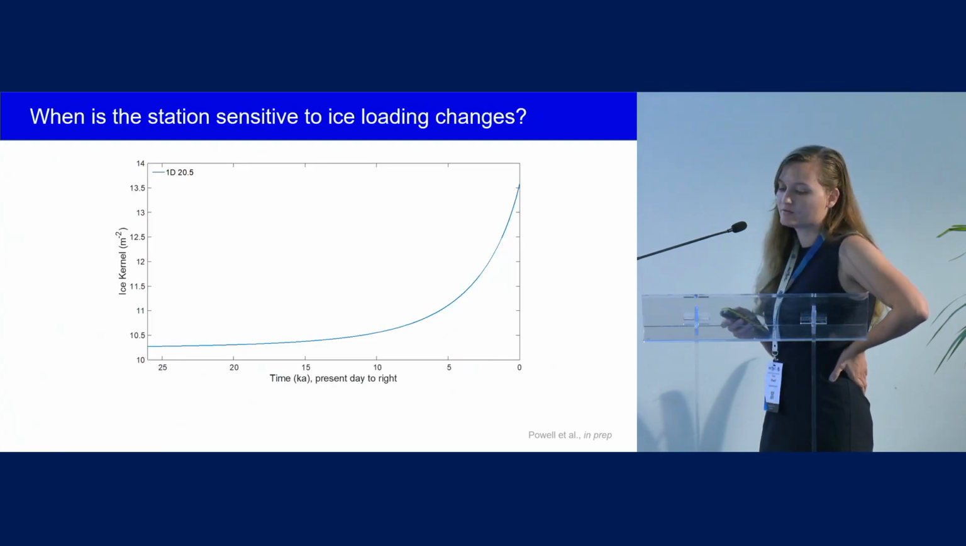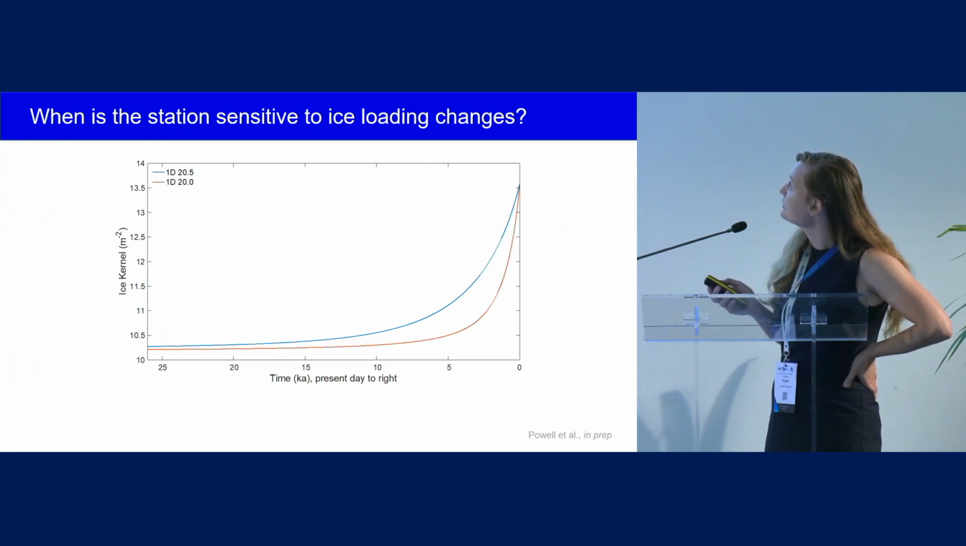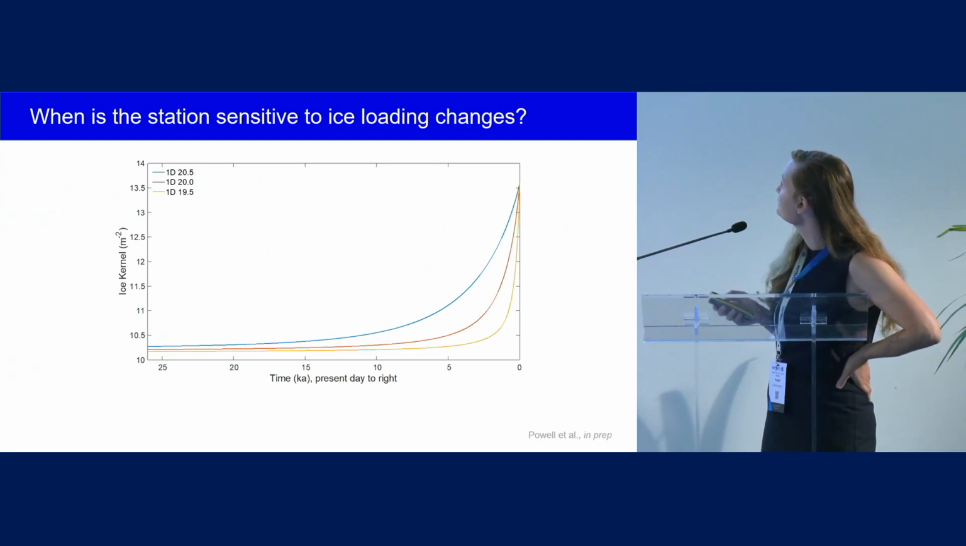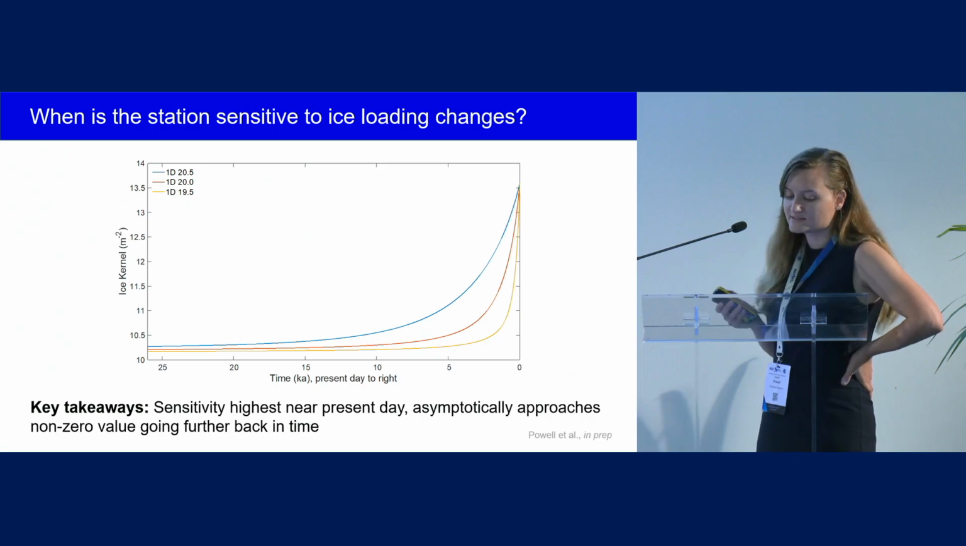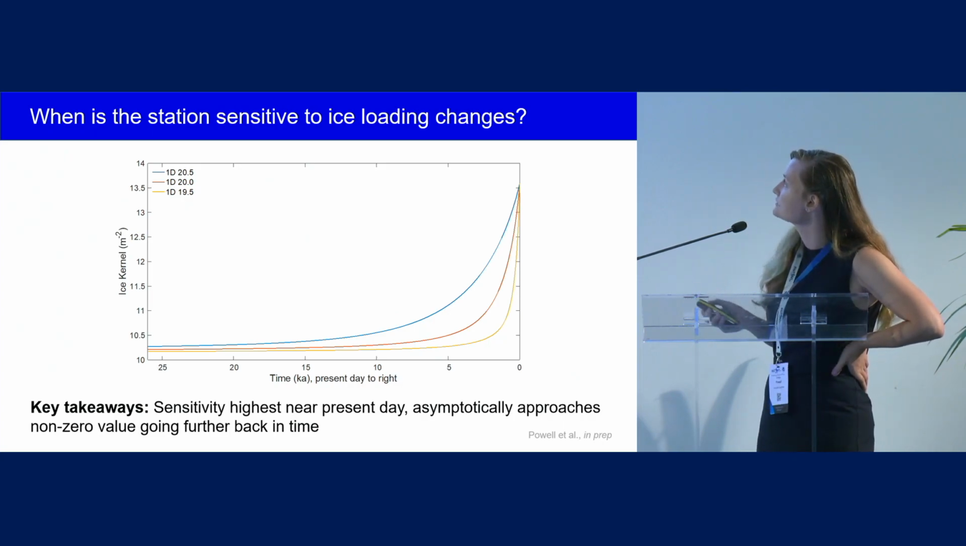And how does it vary through time? Going through one at a time, this is our stiffer model, our intermediate, and our weakest model. We can see that the sensitivity is highest near the present day, and it asymptotically approaches a non-zero value as you go further back in time.